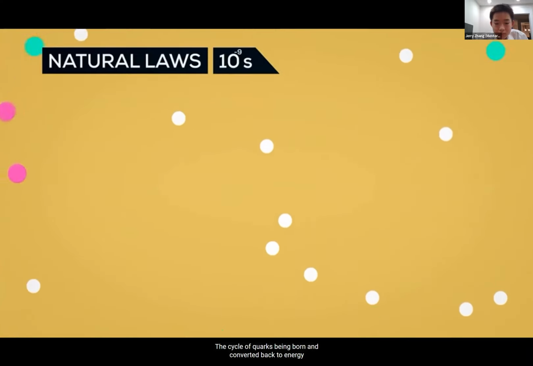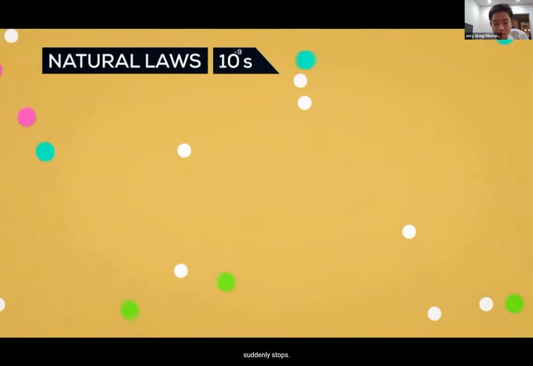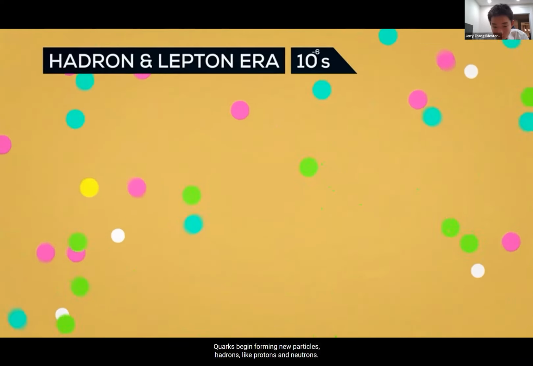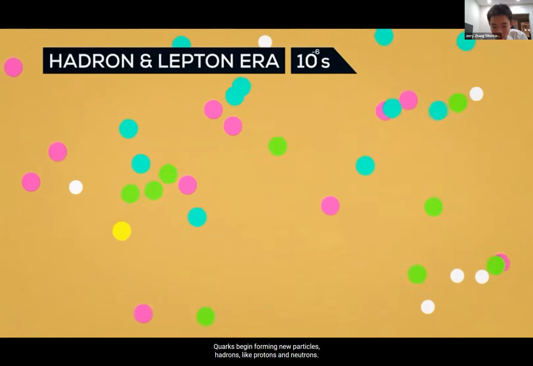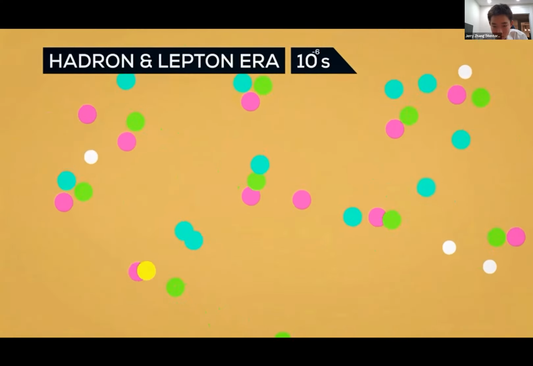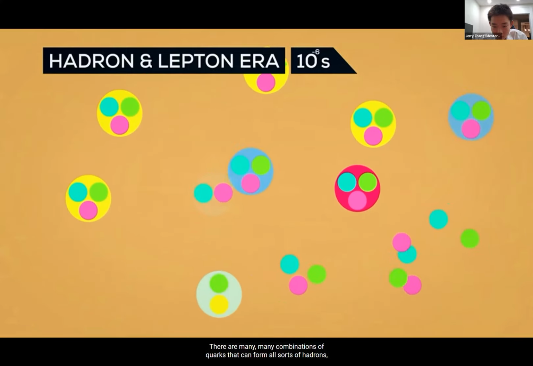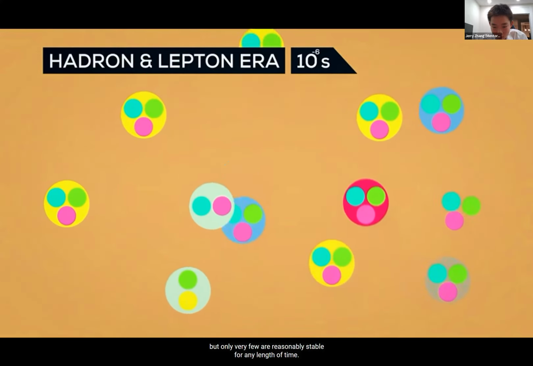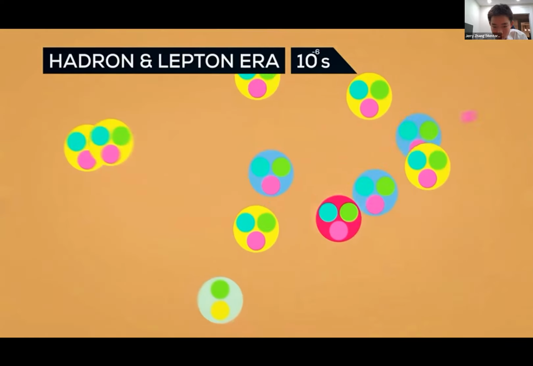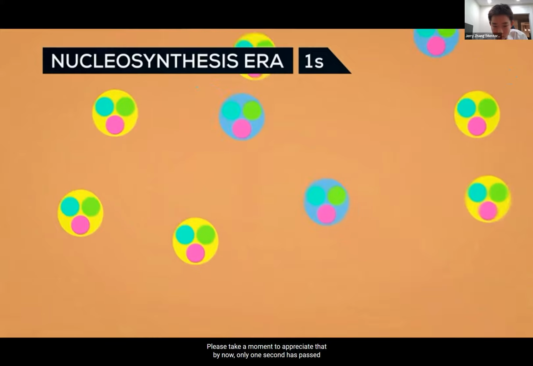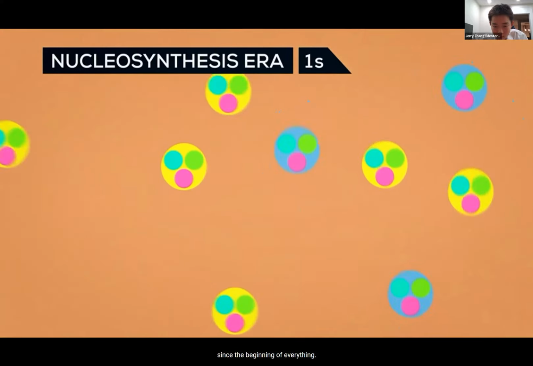The cycle of quarks being born and converted back to energy suddenly stops. From now on, we work with what we have. Quarks begin forming new particles, hadrons, like protons and neutrons. There are many, many combinations of quarks that can form all sorts of hadrons, but only very few are reasonably stable for any length of time. Please take a moment to appreciate that by now, only 1 second has passed since the beginning of everything.